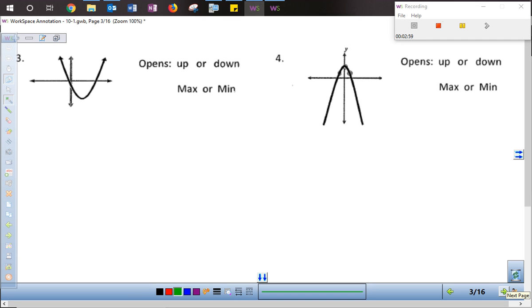So on number 3, this one looks like a smiley face, so that means it opens up. And its vertex is down here at the bottom, so that means it's a minimum value. On number 4, this one looks like a frowny face, so that means this one opens down. And its vertex again is at the very top, so that means it is a maximum value.